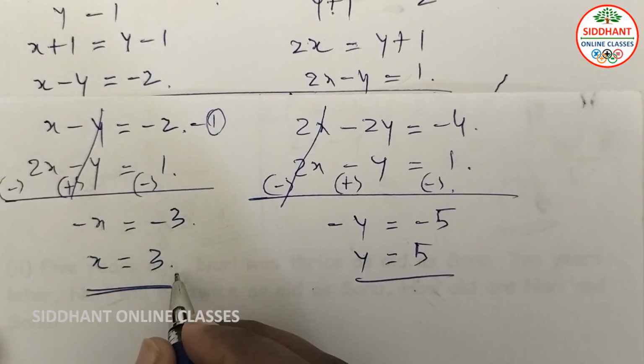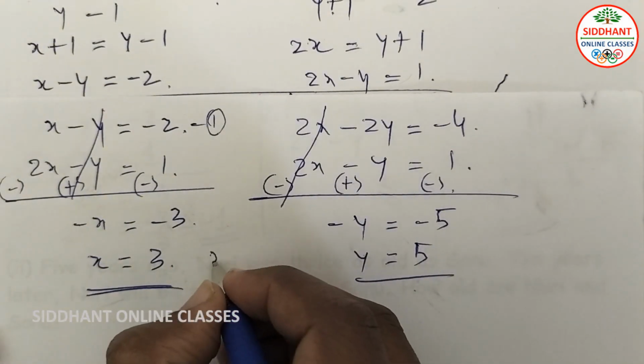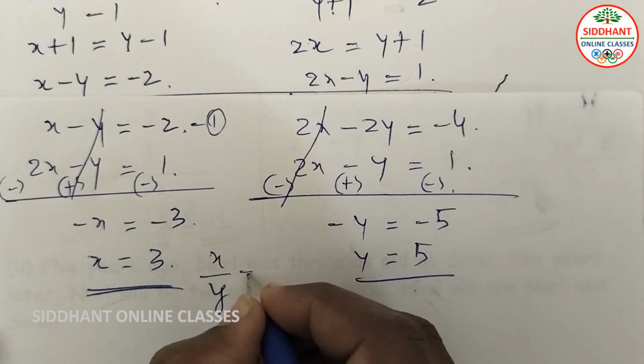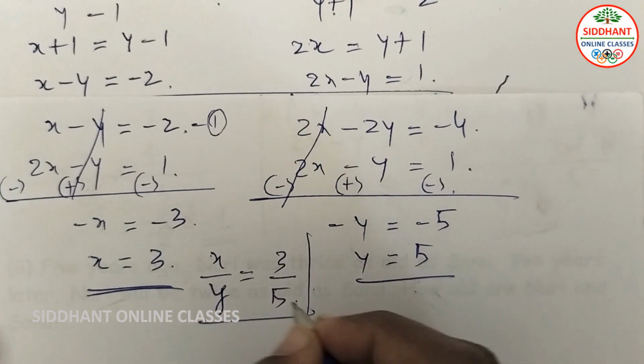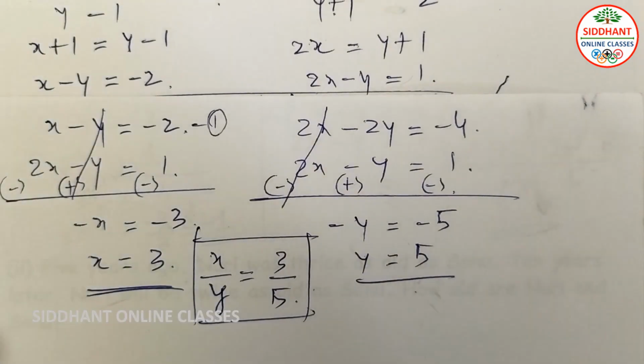Now we get x equal to 3, y equal to 5. That means x by y will become 3 by 5 here. So this is the fraction we are going to see.